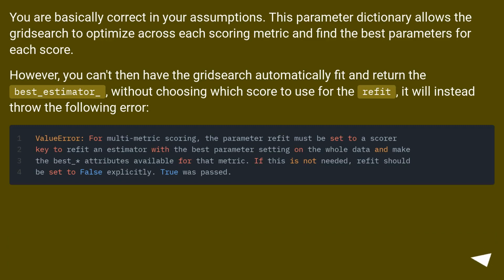You are basically correct in your assumptions. This parameter dictionary allows the Gridsearch to optimize across each scoring metric and find the best parameters for each score. However, you can't then have the Gridsearch automatically fit and return the best estimator without choosing which score to use for the refit. It will instead throw the following error.